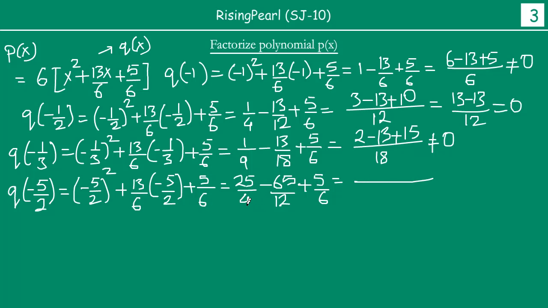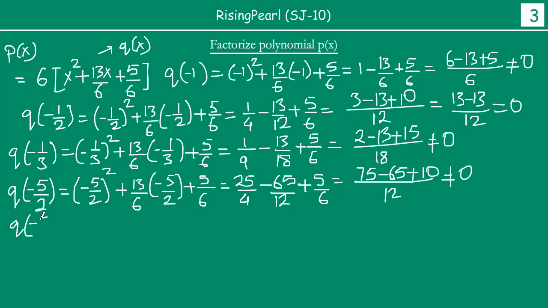Now if you do the LCM of 4, 6 and 12, you will get 12. Now 4 3s are 12, 25 3s are 75 minus 65, 12 1s are 12 plus 6 2s are 12, 5 2s are 10. So अगर आप नोटिस करोगे दोस्तों for this particular value, so you have 75 plus 10 85 minus 65. So again this is not equal to 0. So we have to continue our process.